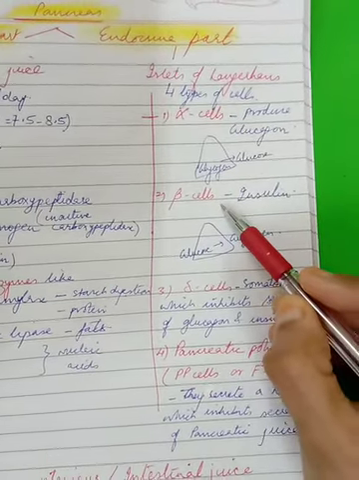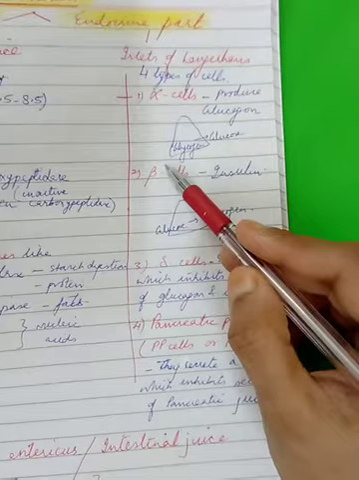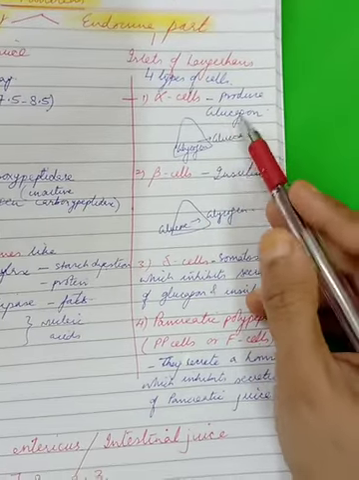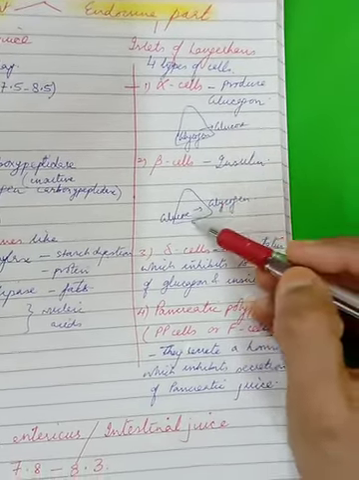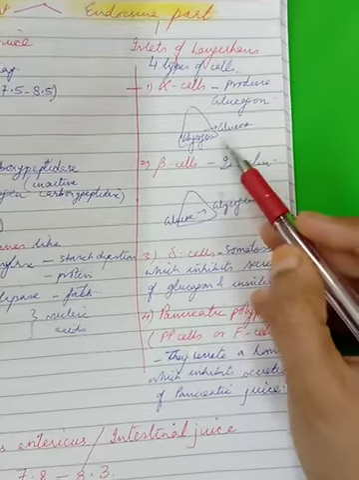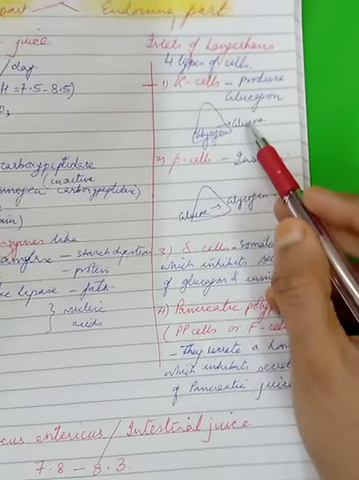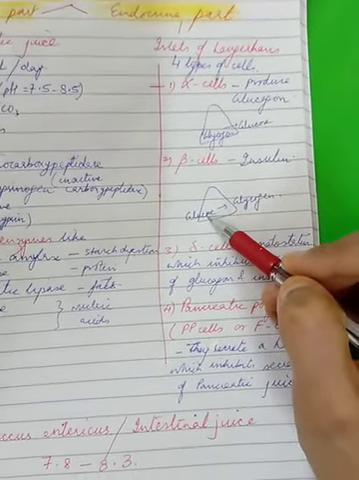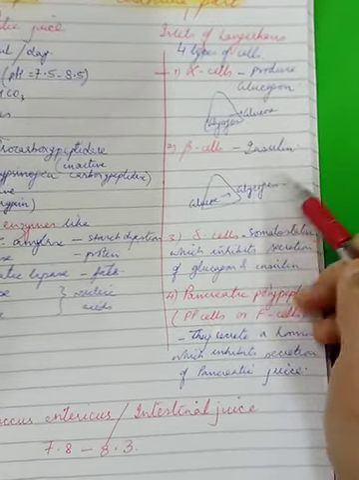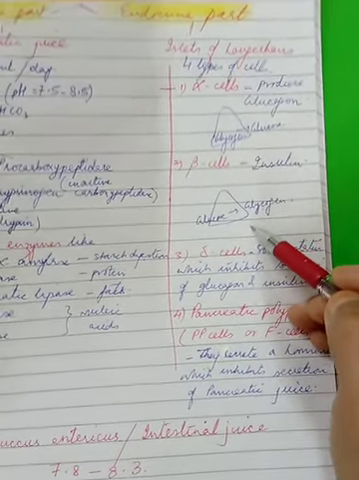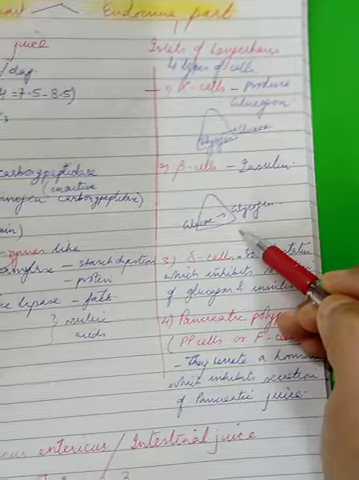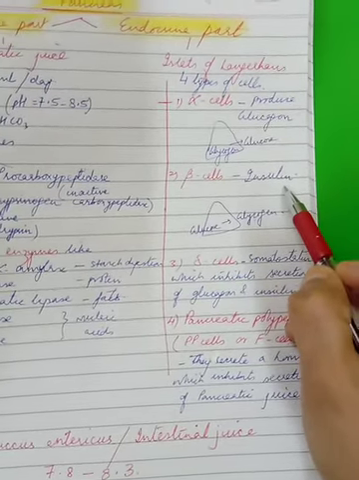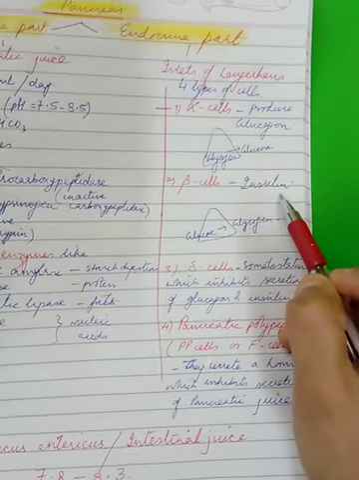Second type is just the opposite. Beta cells, they secrete insulin, and this will work just opposite to this. That is, in the liver, it will work in an opposite manner, that is, convert glucose into glycogen. In other words, decrease the glucose level or the sugar level. The deficiency of insulin, we know it is called as diabetes.